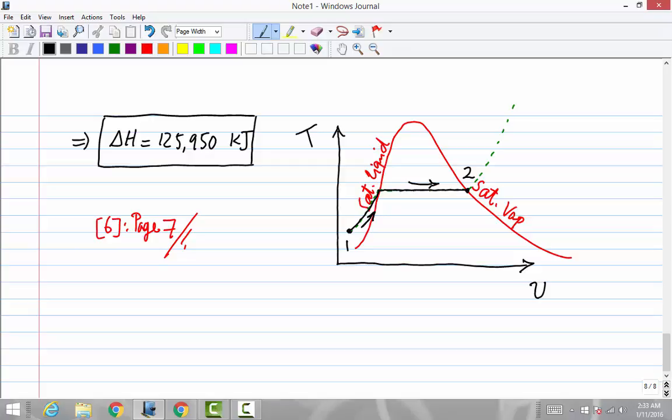We start with point 1, which is a subcooled or compressed state, and then we go all the way up to saturated liquid on a constant pressure process. Then we have just a phase change, which means evaporation, right? So we evaporate the whole saturated liquid to saturated vapor, which is point 2. Thank you for watching this lecture again, and that's it. Thank you.